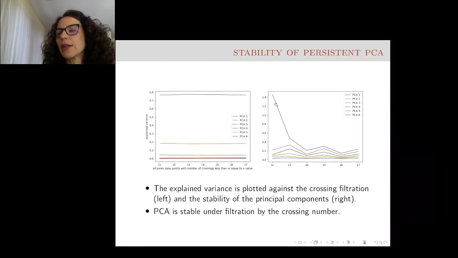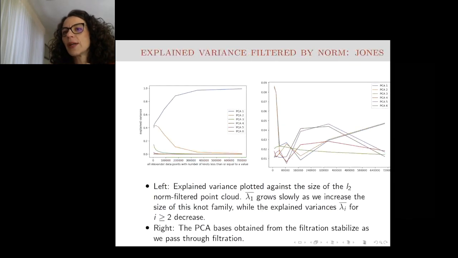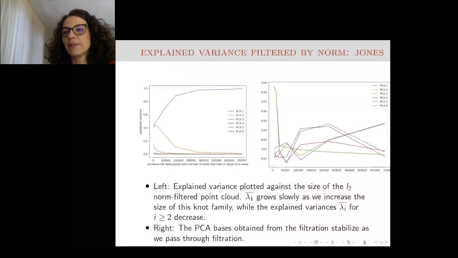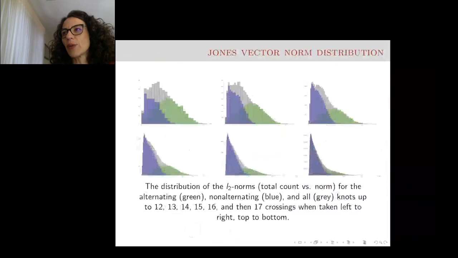Also here, if you look at the stability, the variation that comes from the other components is presumed or dampened by the stability of the first one. So with the norm filtration, it was very disappointing, right? You can see that things are all over the place. The first principal component is okay, but again, there's no stability for the second and the third one.